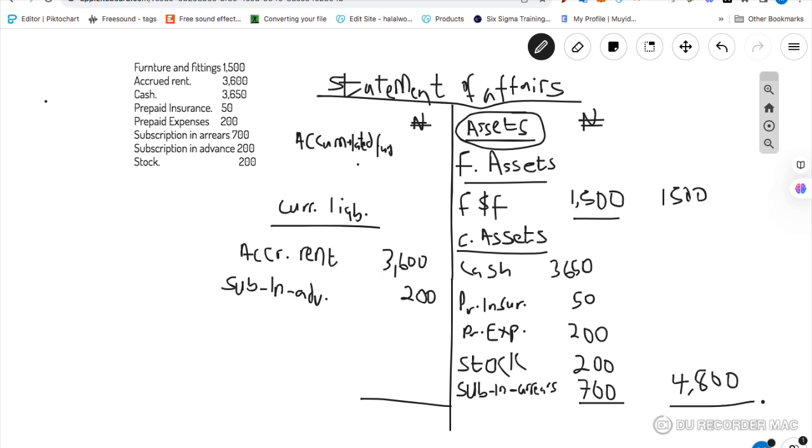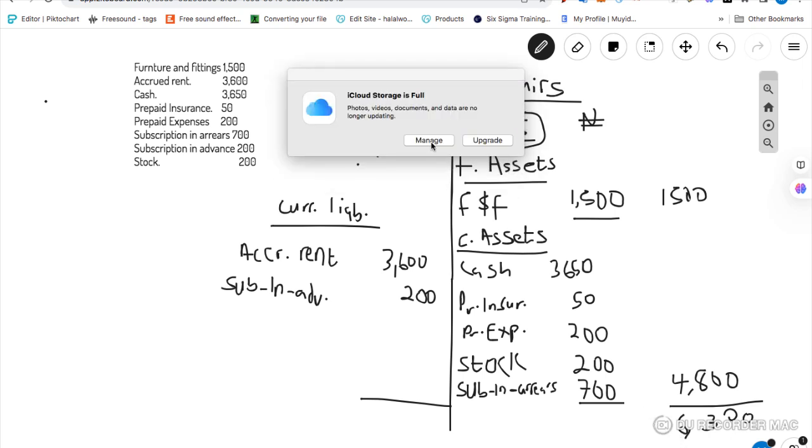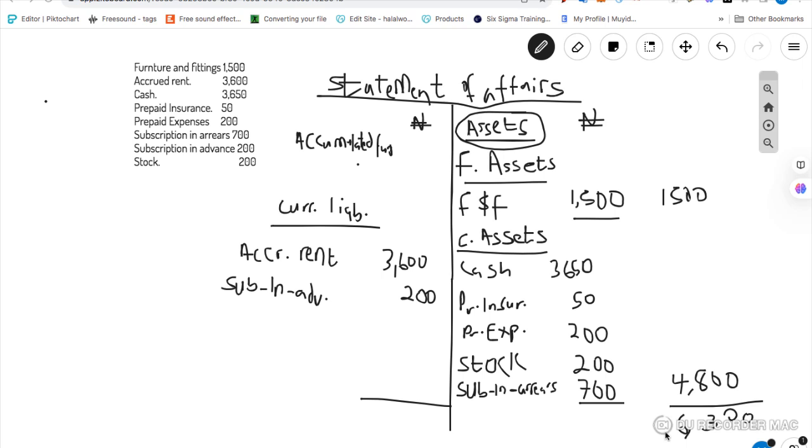300. So we have 3,600 plus 200. They will give us 3,800 naira. So 6,300. Let's do the working here. 6,300 minus 3,800. 800. Okay. So this one will now give us 0, 0, 5, and 2. So that's 2,500. Okay. So at the end of the day, our accumulated fund will now be 2,500.